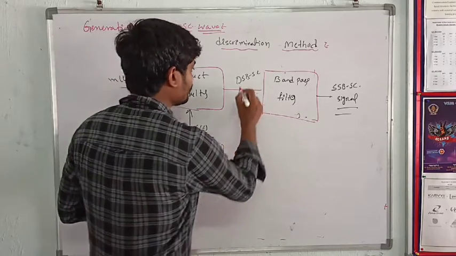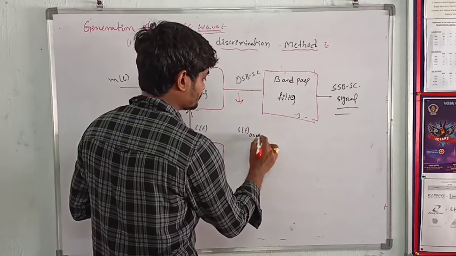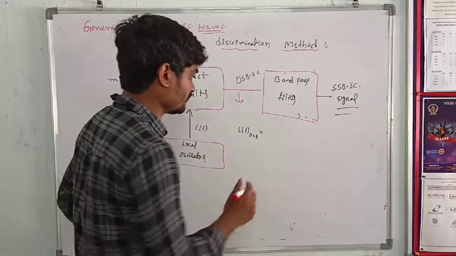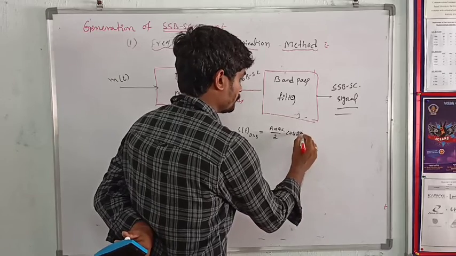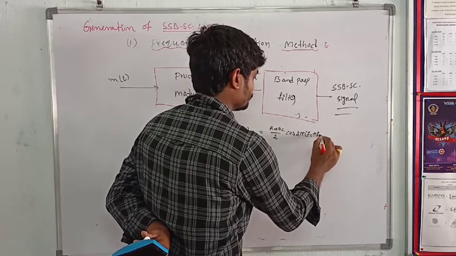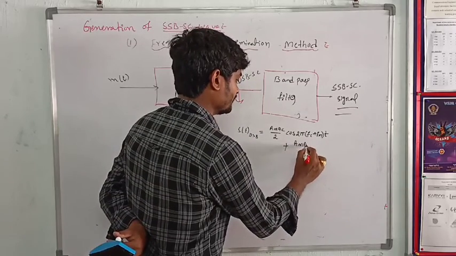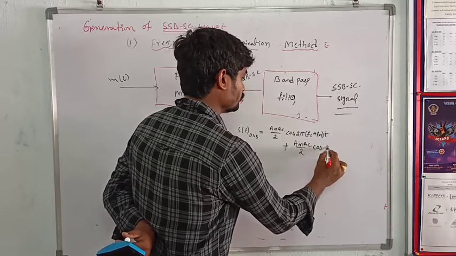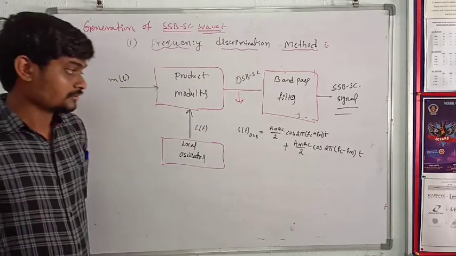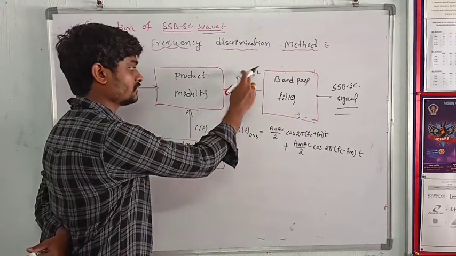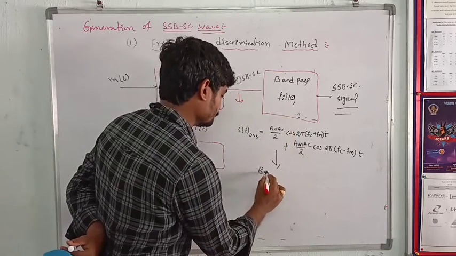Already we know the DSBSC signal s of t equals m of t into c of t, which is Am Ac by 2 cos 2 pi (fc plus fm) t, this is the upper sideband frequency, plus Am Ac by 2 cos 2 pi (fc minus fm) t. This is the lower sideband signal. This is the output of the DSBSC wave, and this signal is passed to the band pass filter.